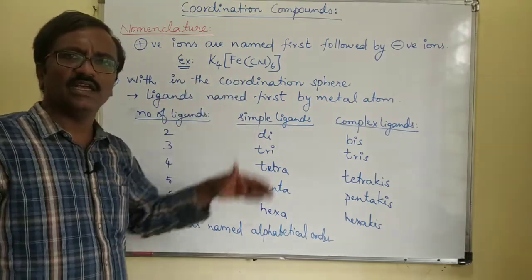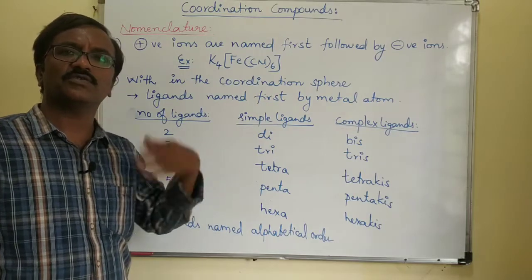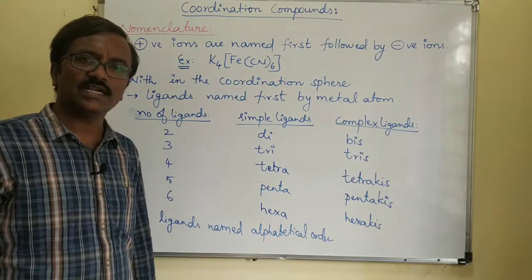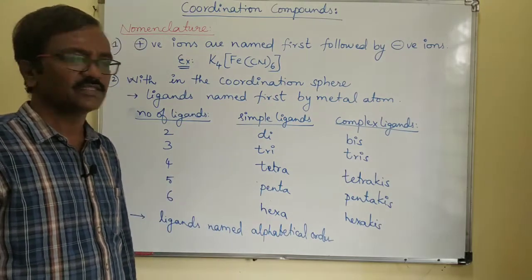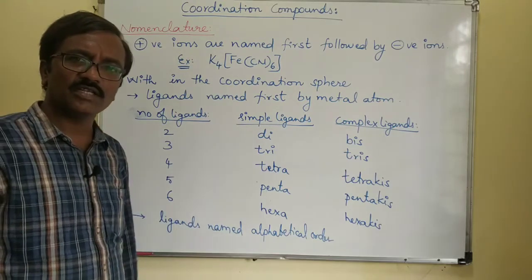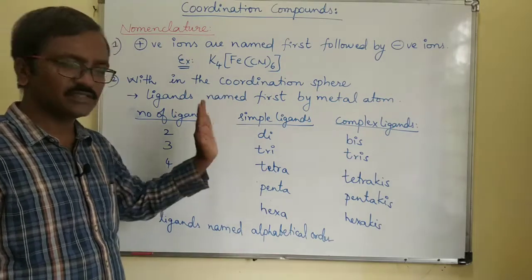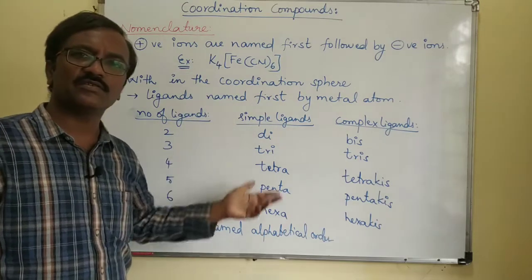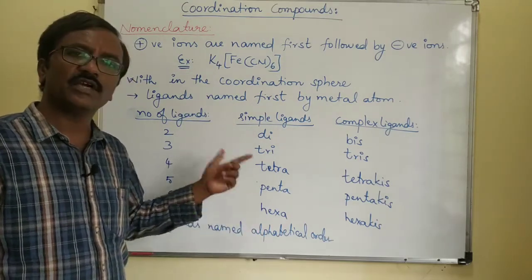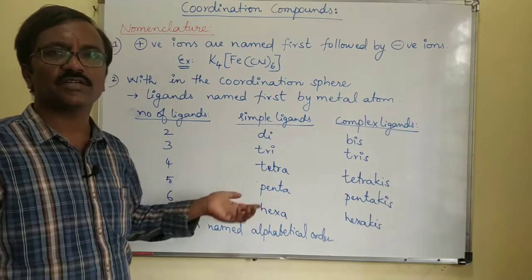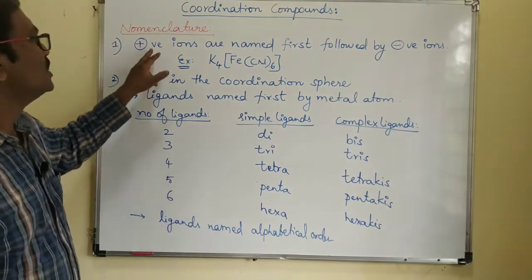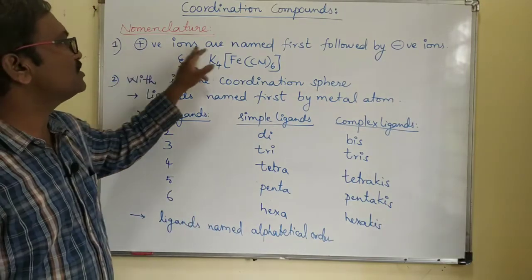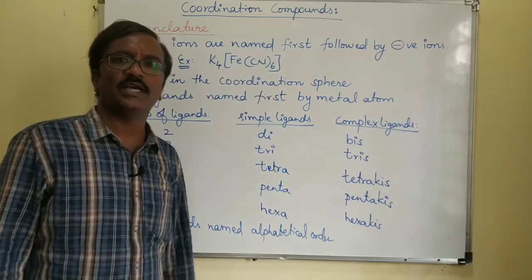These rules are for your background information to write the structures and names, right? So you need not learn all these rules by heart. Just try to understand, read two to three times, and apply these rules when you convert name to structure, structure to name. That's it. So nomenclature, first rule: positive ions are named followed by negative ions.